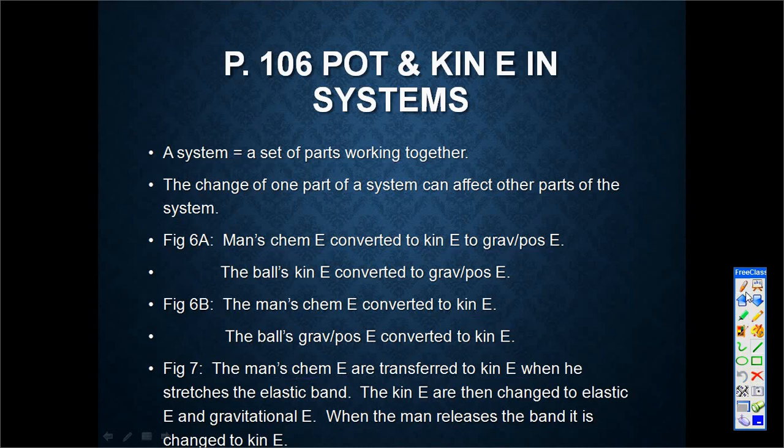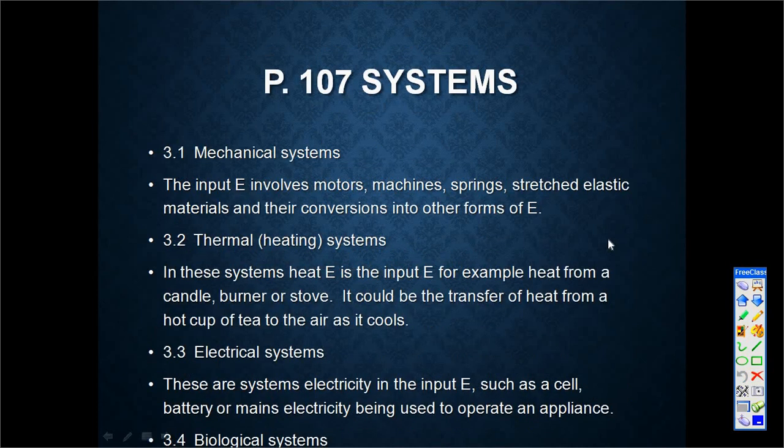Okay, so let us have a look at different kinds of systems. The first system that we find is a mechanical system. A mechanical system depends on the input energy. If the input energy is from motors or machines or springs or stretched elastic materials, like for example a crossbow, it will be a mechanical system. A bicycle will be a mechanical system. A car will be a mechanical system. All those things that have the input energy from motors, machines, and so forth.